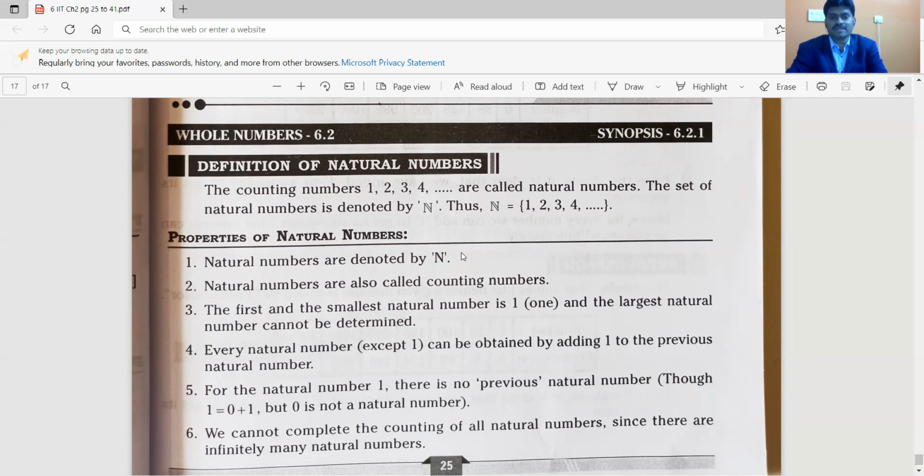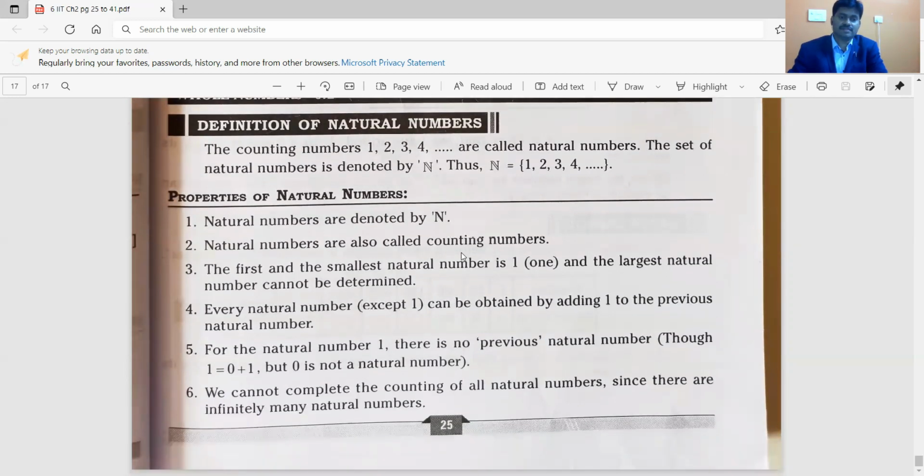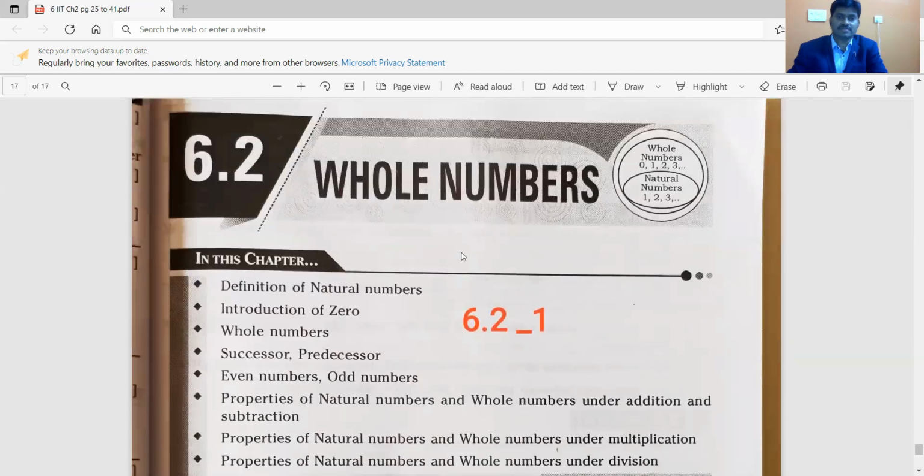So here, predecessor and successor. There is no predecessor for 1 in the natural numbers because we get 0, that is not there in the set of natural numbers. And successors we have, right. Let's go for the next.